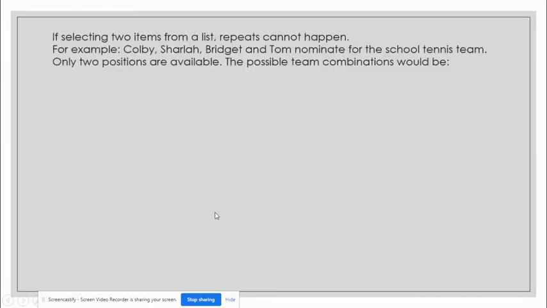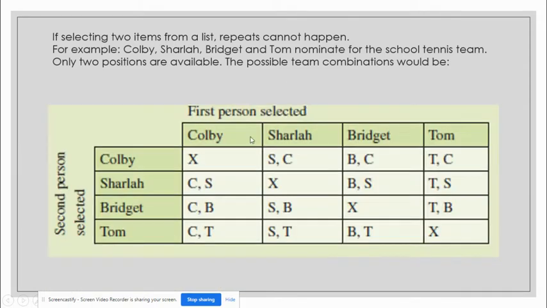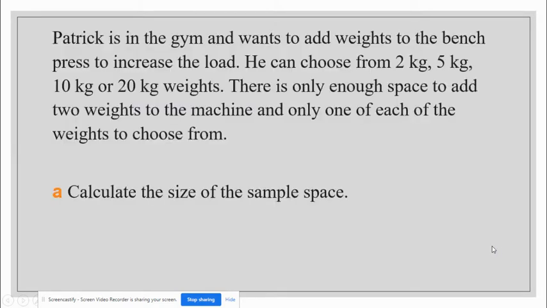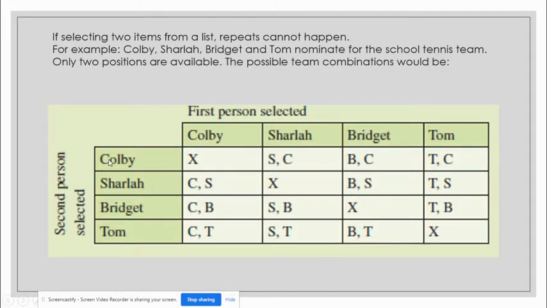Right. If you're selecting 2 items from a list, repeats can't happen. So for example, Colby, Charlotte, Bridget, and Tom nominate for the school tennis team. Only 2 positions are available. The possible team combinations would be, so you've got their names there for the first person, and for the second person select, you've got all their names there. Obviously, Colby and Colby can't be done, so you put an X. Charlotte and Charlotte, Bridget and Bridget, Tom and Tom. Oh, my goodness, what happened there? Sorry, let me go back. Right. And then you can put them in. So Colby and Charlotte, that way. The first person and the second person. Just remember to put your commas in.